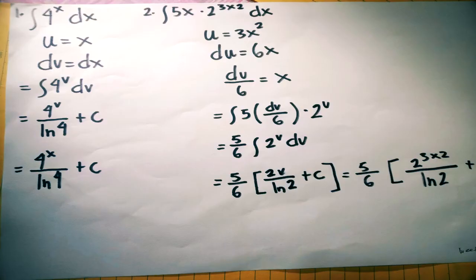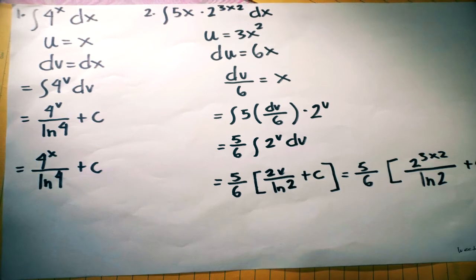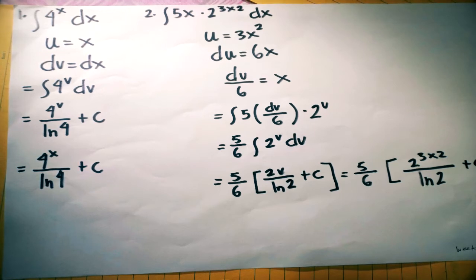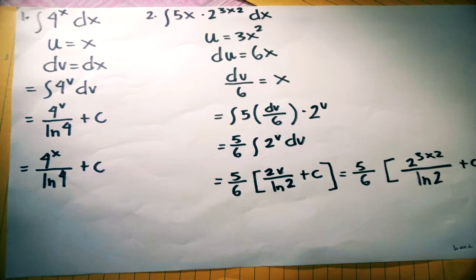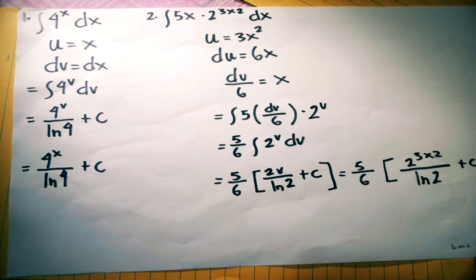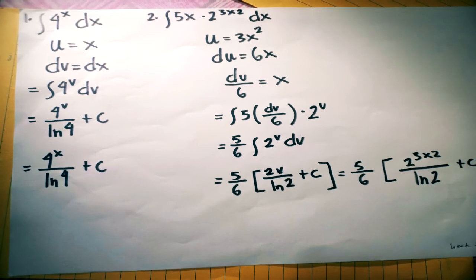Number 1. The integral of 4 raised to the power of x dx. Let u equal x, du equals dx. This equals the integral of 4 raised to the power of u du, which equals 4 raised to the power of u over ln 4 plus c, and the final answer would be 4 raised to the power of x over ln 4 plus c.